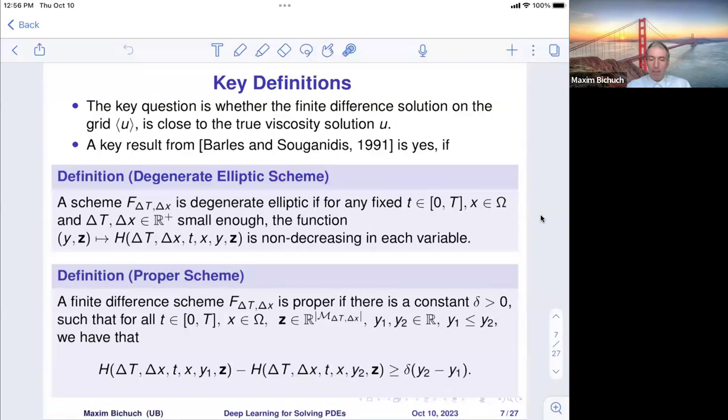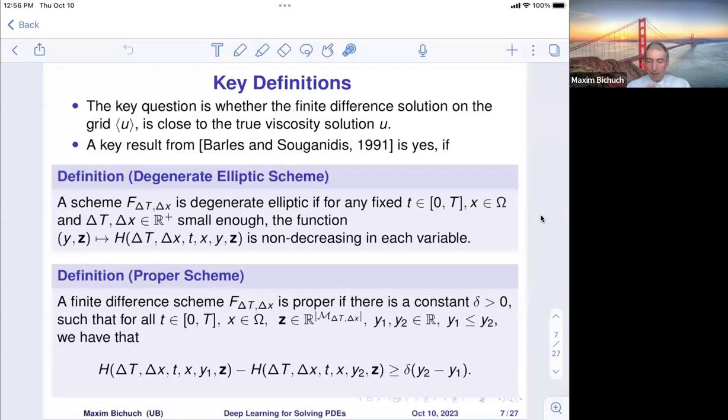So what do we need? Ultimately, some of the properties, at least some logical properties to require from the operator are the following. So one is that we want the operator to be a degenerate elliptic scheme. So what do I mean by it? I want that my scheme is degenerate elliptic if it is basically increasing in the last two variables, in each of the variables. That makes sense because I've assumed already something very similar on the original PDE operator. So it makes sense that I will still require something like that if I have any hope that the solution to the finite scheme would be close enough to the true viscosity solution.